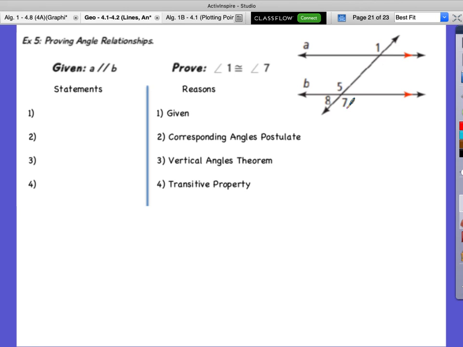So what's going to be my first statement? Given: A is parallel to B. That's our given. And I like to mark that information. It's already drawn on here that they're parallel.